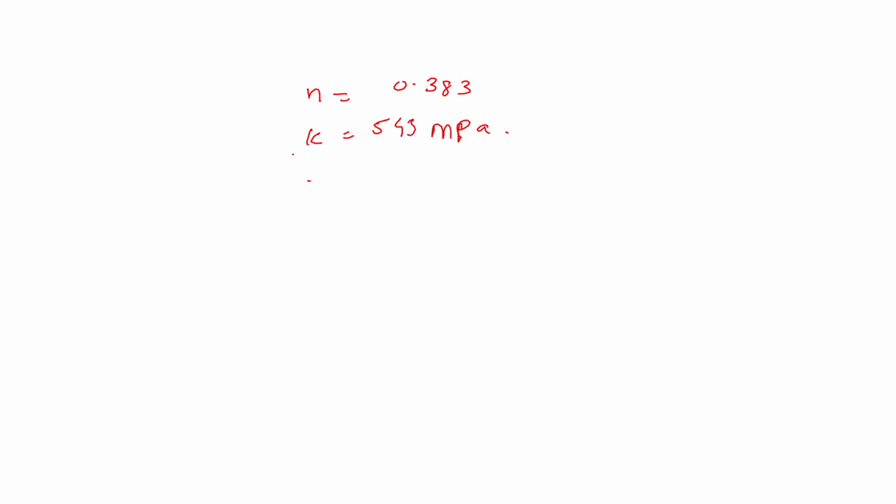Now from this, what you have to do? You have to find the sigma t value. Substitute k and epsilon t value to the power n, then you will get the sigma t. Like 543 megapascal times 0.223 to the power 0.383, and you will get the sigma t value, that is the true stress. And if you know the true stress, then you can find the engineering stress from the equation, right?